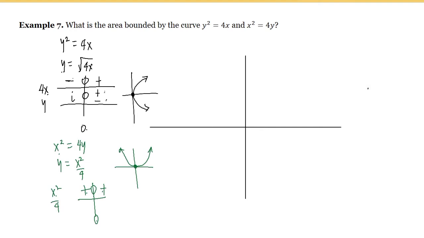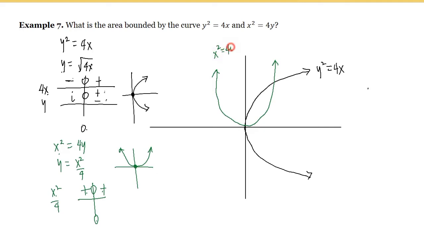So, kung pagsamahin natin sila, yung isa ay parabola facing to the right. This is the equation of y squared is equal to 4x. Tapos yung isa naman is a parabola facing upward. Yan ay may equation na x squared is equal to 4y.